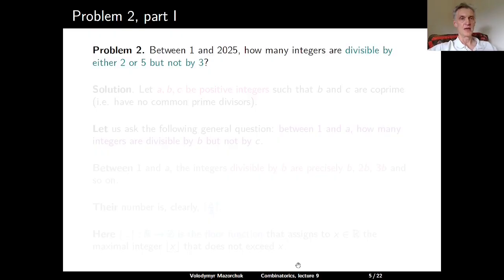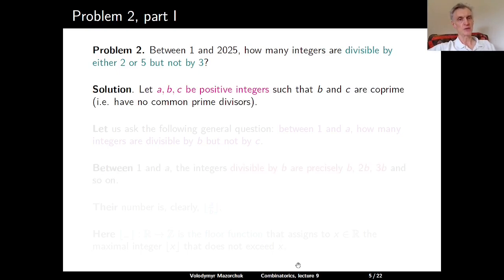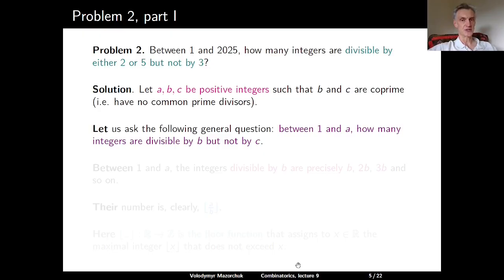Problem 2. Between 1 and 2025, how many integers are divisible by either 2 or 5, but not by 3? Solution. In order to solve this very particular problem with particular numbers, let us try to solve an auxiliary general problem. Let A, B, and C be positive integers such that B and C are coprime, so they don't have any common prime divisors. Let us ask the following question.